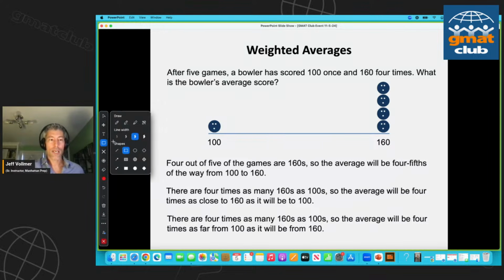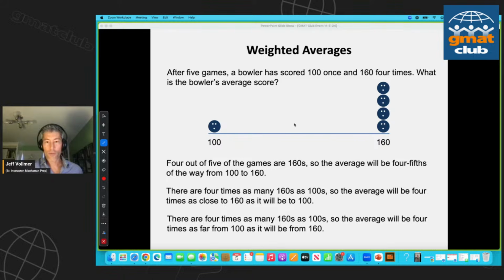This last one, I would say, okay, 4 times as far from 100 as 160. I kind of eyeball this and say it's about here. I don't know exactly where it is yet, but this distance and this distance are in a certain ratio. I call this D for distance. And I'll call this 4D for 4 times the distance. And say, well, the entire span is 4D plus D, or 5D spans the 160 to 100 gap. So those 60 points. And if 5D is 60, then D is 12.